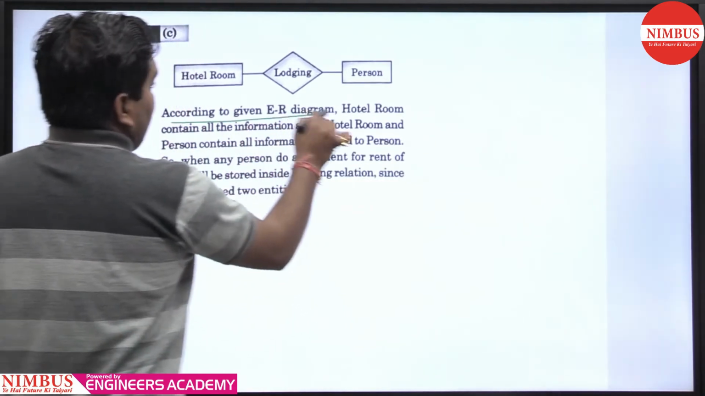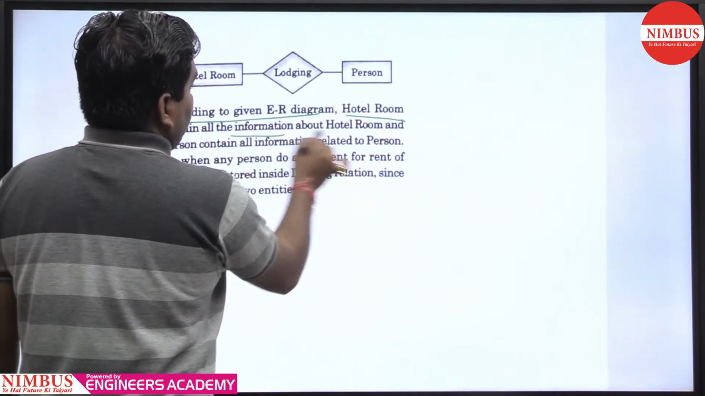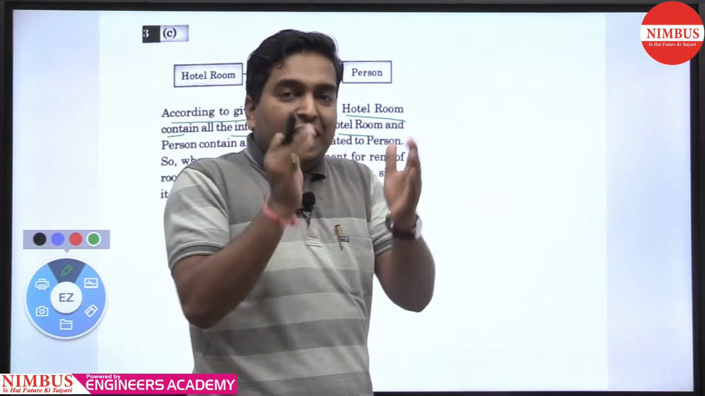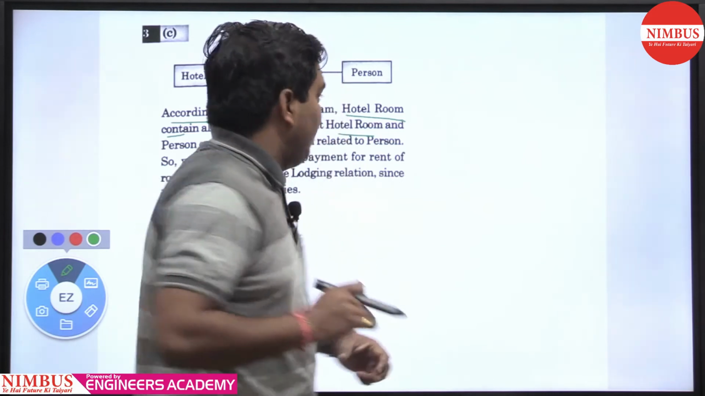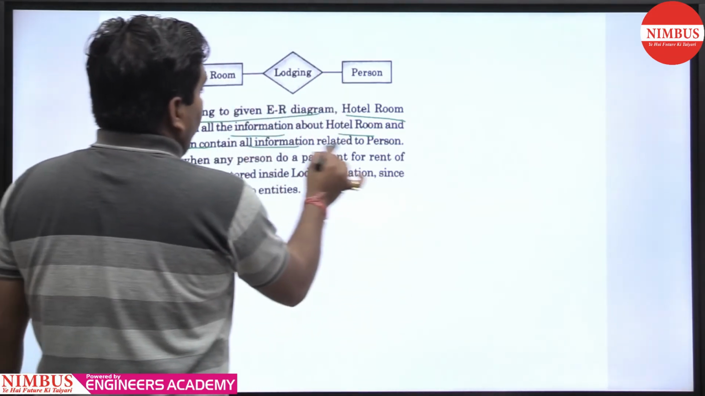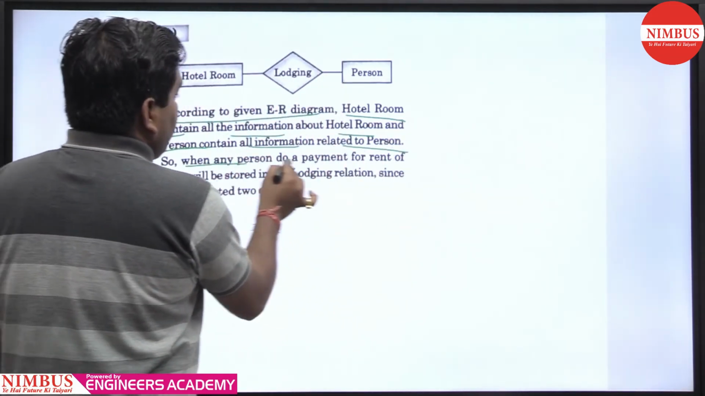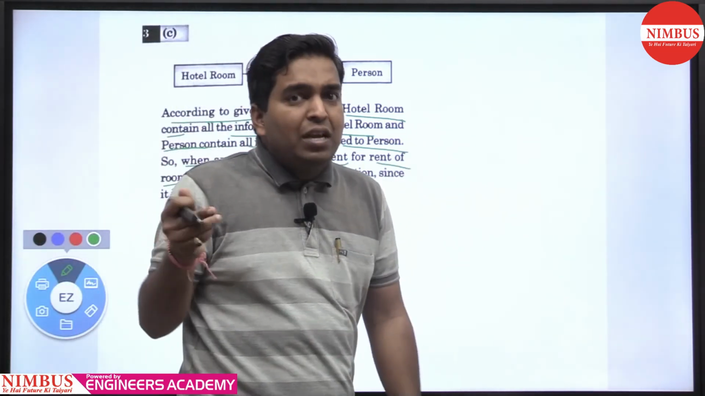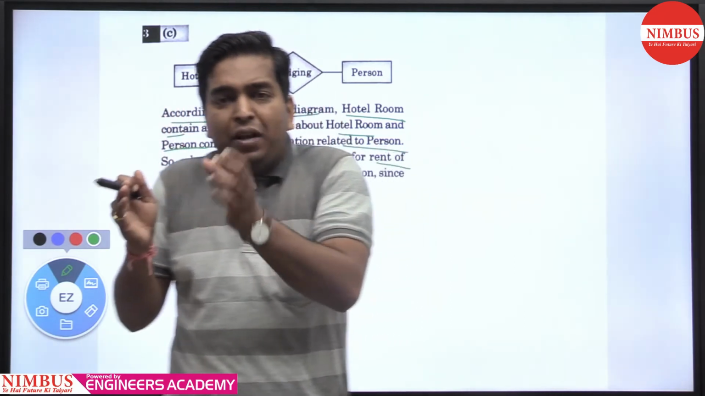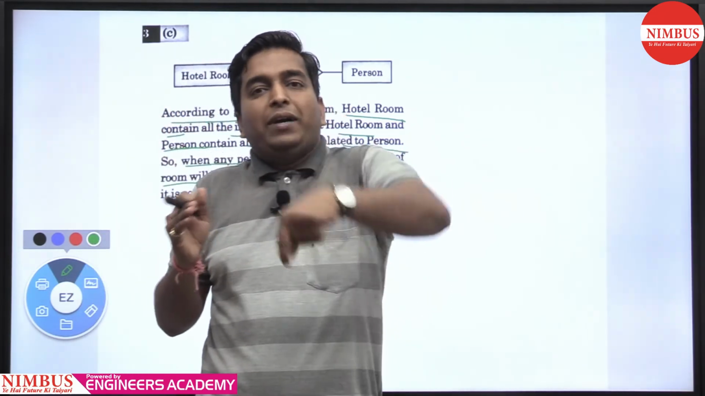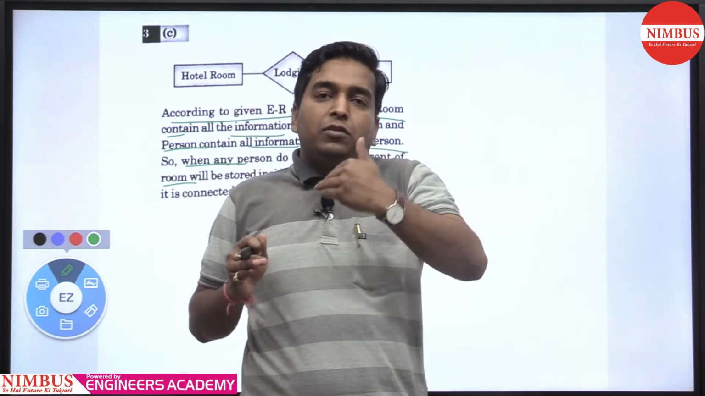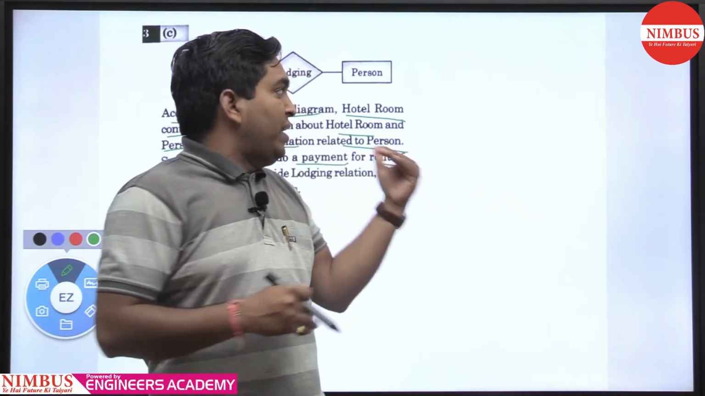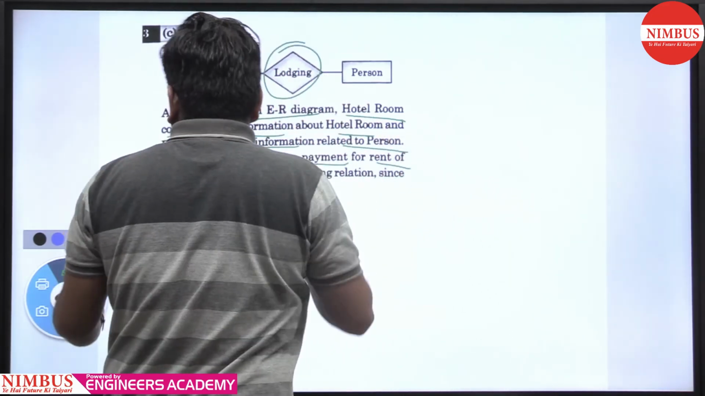You can see here, according to the given ER diagram, hotel room contains all information about the hotel rooms, and the rent is paid by many persons for one room, getting my point. And person contains all information related to the person, where any person makes a payment for a rented room, that will be stored inside the lodging relation. Why lodging? Because, as I already gave the example, one hotel room's rent is paid by many people and one person lives in many hotels and pays the rent in many different hotels. That's why the rent attribute is stored in lodging, getting my point.